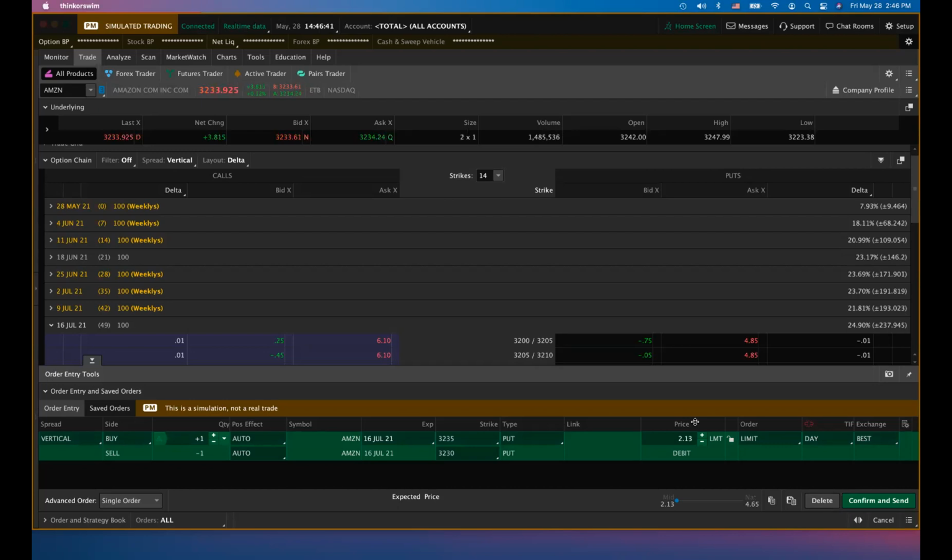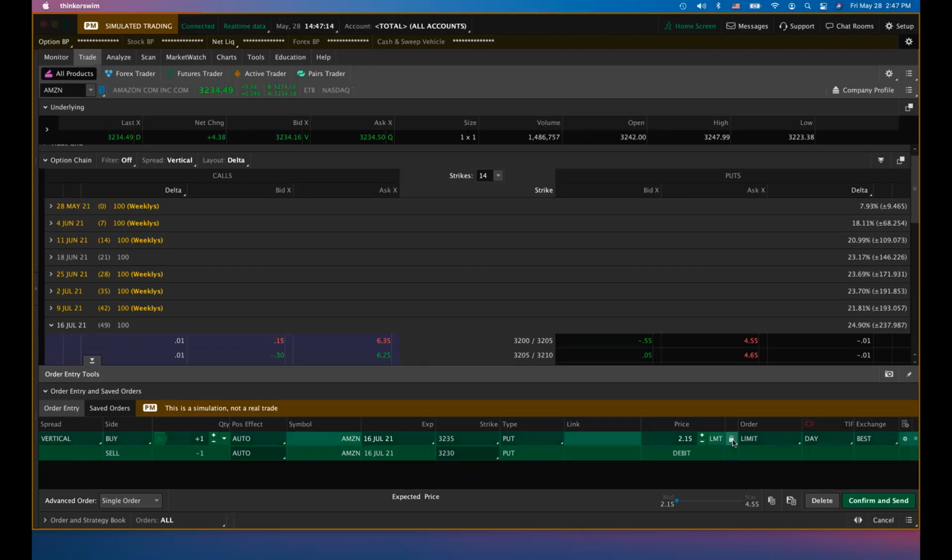Let's also think about the width of the spread. The width of this spread is $5. So it's 32.30, 32.35. So that's a 5-point wide spread, and we're going to remember $5. We paid $2.13. And what's the difference between $2.13? Well, actually, let's just lock it at $2.15 for easy math. So I'm going to do 5 minus 2.15, $2.85.